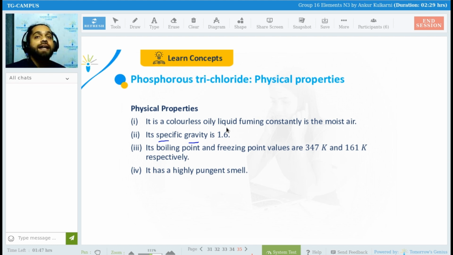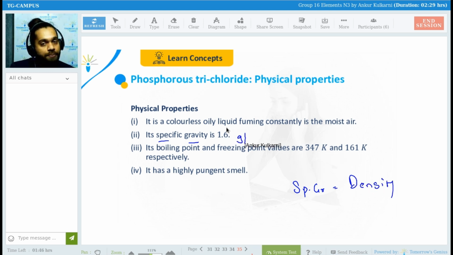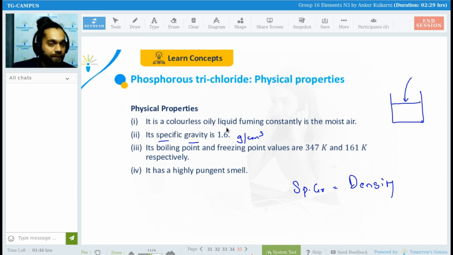Specific gravity is nothing but density. Remember, specific gravity is nothing but density. So density is 1.6 gram per cm cube. That means basically it is heavier than water. So it is a colorless liquid, and if I have water and I add this, it will go and settle down below. Its specific gravity is 1.6. It is heavier than water. That is the meaning.